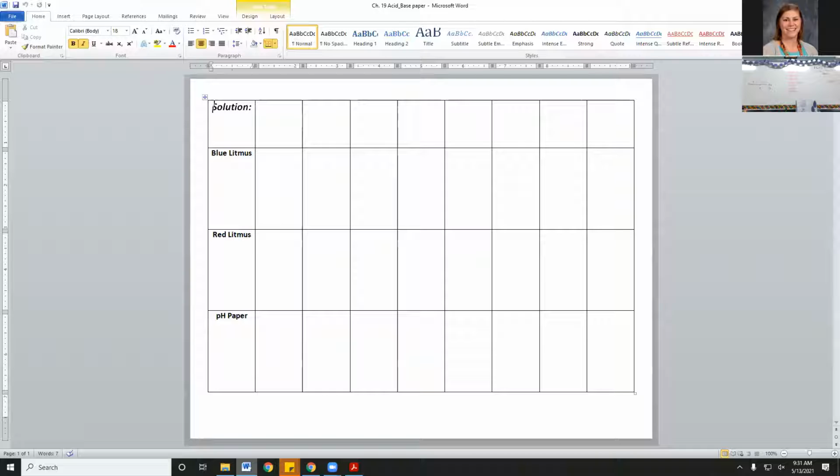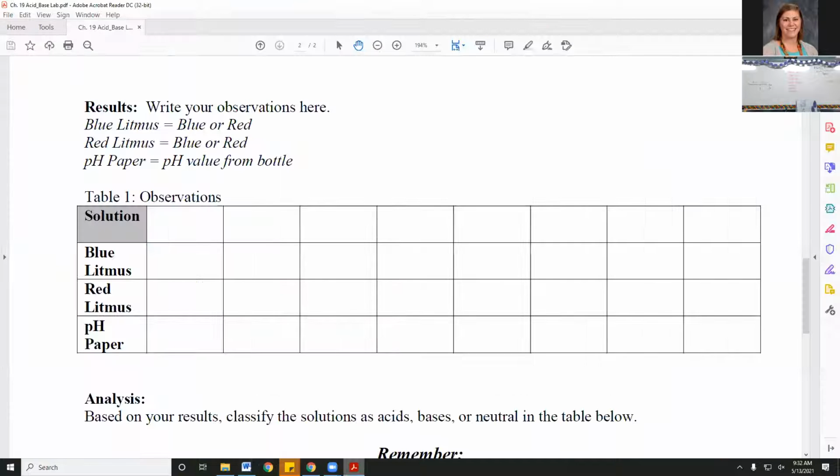Because you don't want to get things mixed up. If you're going to have 24 little pieces of paper all dumped in different things, you want to make sure that you keep it organized, okay? So write them down in that order, and then also on your data table, write them down in the same order, right? Make things easy for yourself, okay? And so what we will use is blue litmus paper, red litmus paper, and pH paper.